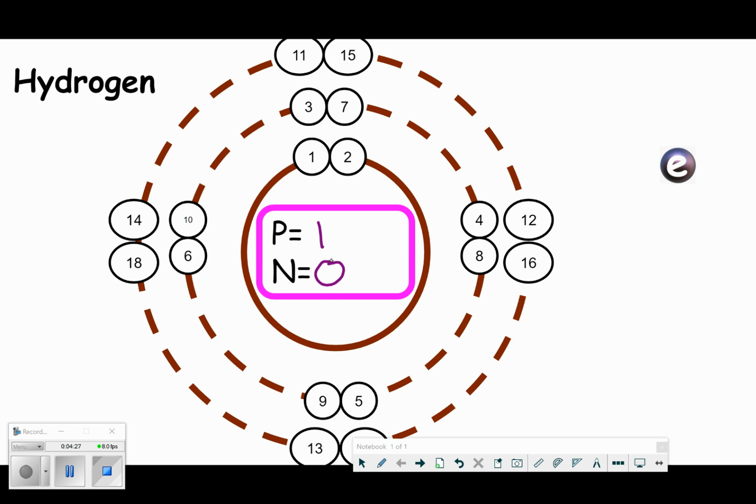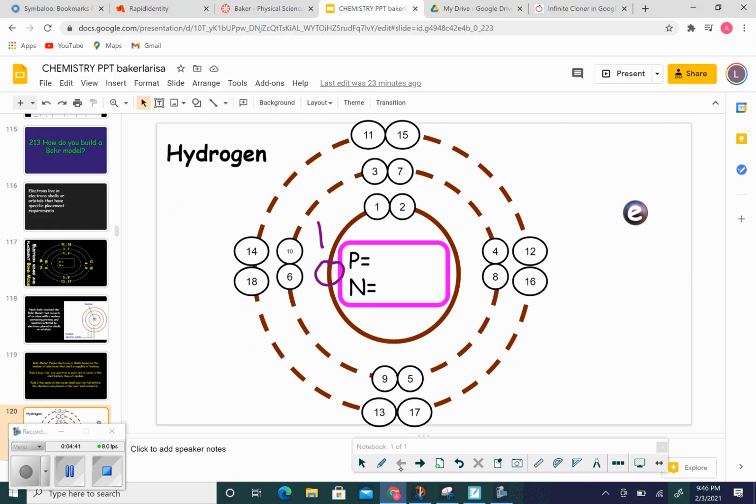Now, because hydrogen has 1 proton, its atomic number is 1, that means it has 1 electron. So we're going to take an electron from here. Oh, I've got to get out of this part. Because it's only got 1 electron, okay, we're going to take this 1 electron and we're going to put it right there. Okay, you see how that has a number 1 there?